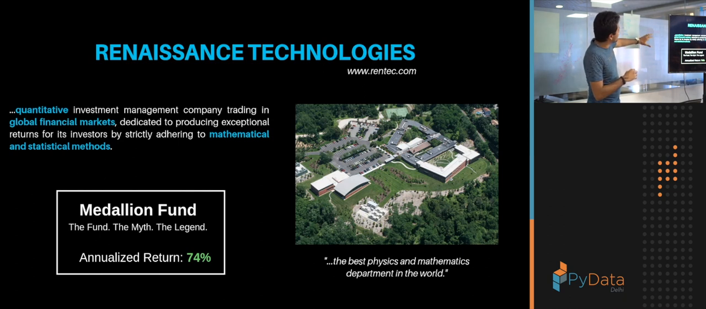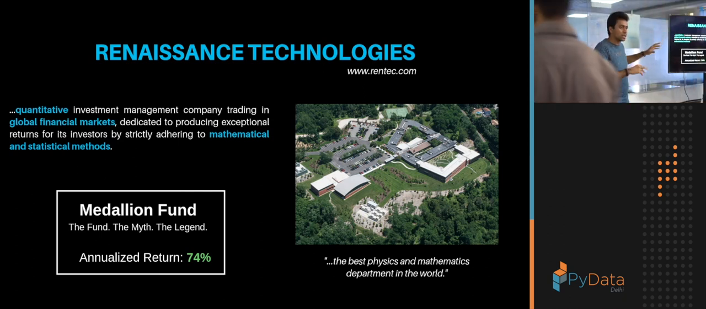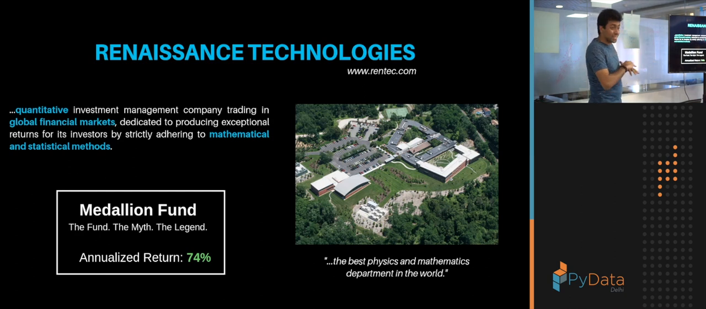And the description is they're a quantitative investment manager. So here, quantitative means they use maths and computer science. And they operate in the global financial markets, which means they trade everything from the US stock market to commodities in Dubai to futures contracts in Japan to Indian rupees, everything. They'll trade anything that they can trade and make money on. And they do this strictly by using mathematical and statistical methods and a lot of computer science. They don't talk about it, but they do.